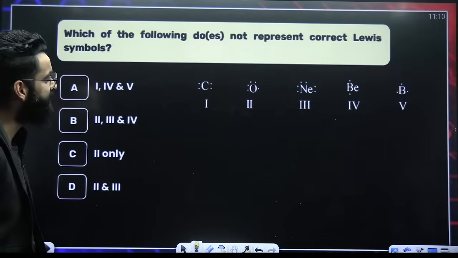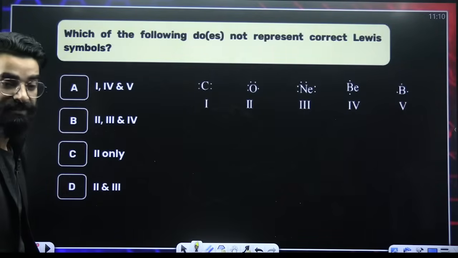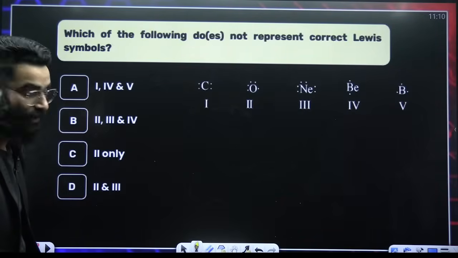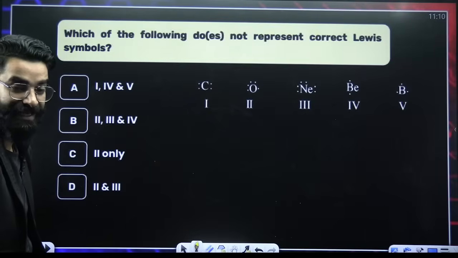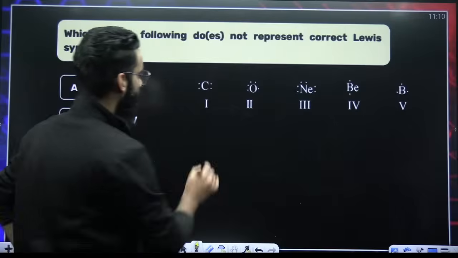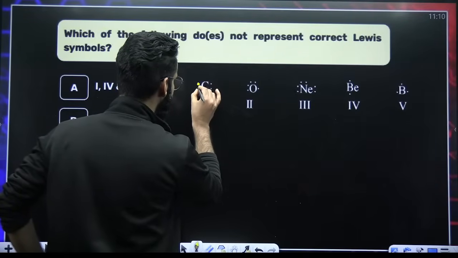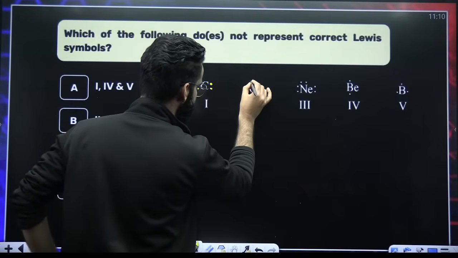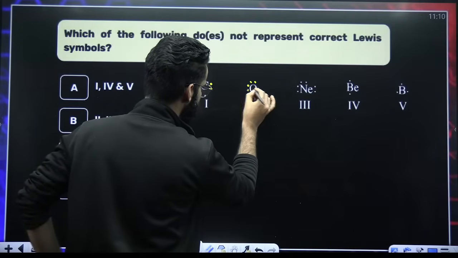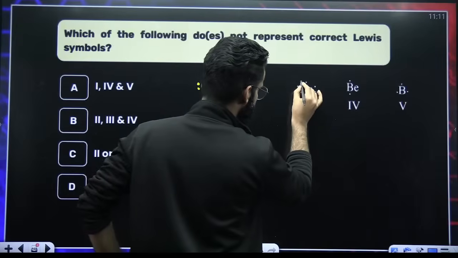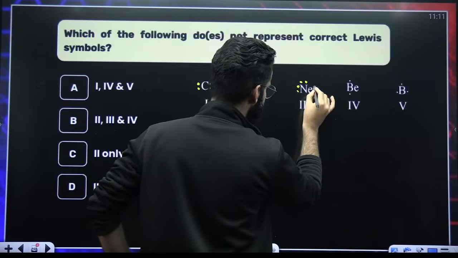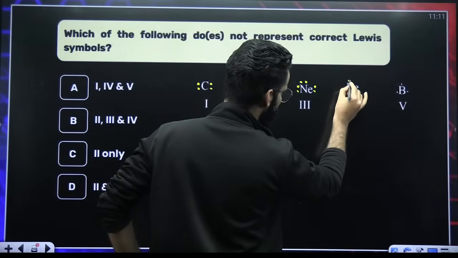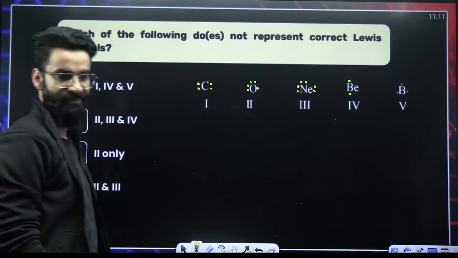Which of the following does not represent the correct Lewis symbols? Over here, carbon, and they have mentioned 4 electrons. Oxygen, they have mentioned 5 electrons. Neon, they have mentioned 6 electrons. And beryllium, they have mentioned 2 electrons.